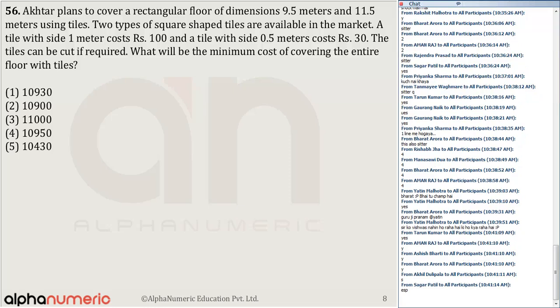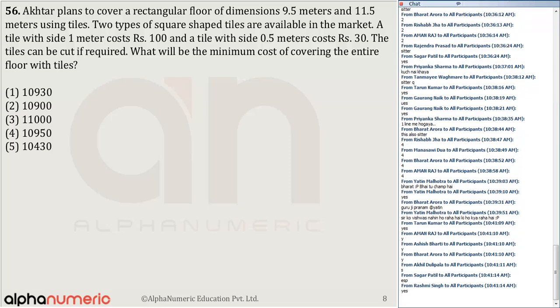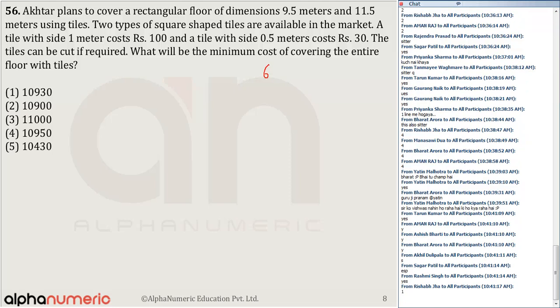Question number 56. Okay. 69% of you have not attempted this question. Take care. Only 22% of you have got it right. The correct answer is definitely option 1. Take care. 10,930. So let's discuss this.